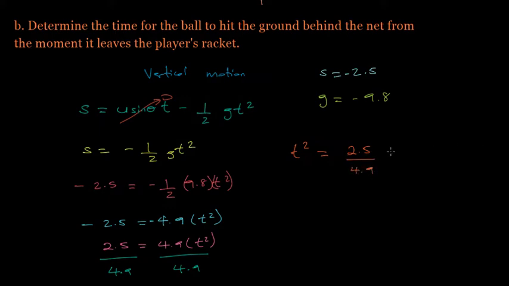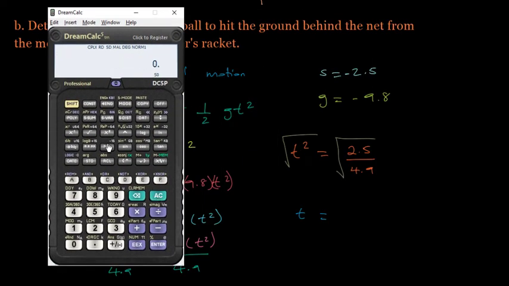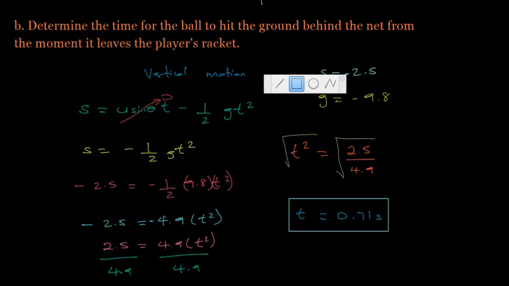Now again, we're trying to find t, so we take the square root here, and we're going to get now that t is equal to, taking the calculator, the square root of 2.5 divided by 4.9, right? And we get a value of 0.71 seconds. So this would be the time it takes for the ball to travel from the player's racket until it hits the ground behind the net. So that's B. So let's see now what's next.